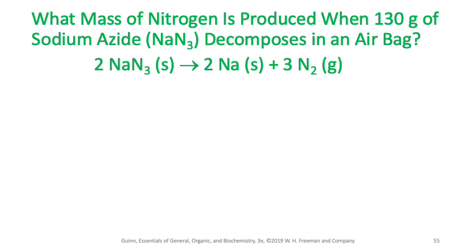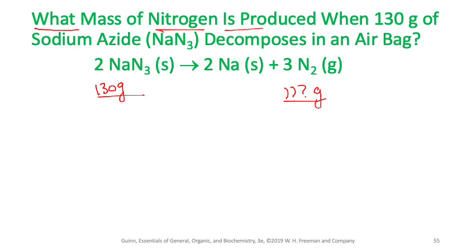Okay, so now let's solve this problem and understand mass to mass conversion using a balanced chemical equation. The problem is saying: what mass of nitrogen is produced? That means it's asking how many grams of nitrogen you can produce when 130 grams of sodium azide, the reactant given, decompose in an air bag. Whenever you decompose 130 grams of sodium azide, how many grams of nitrogen can you get? This is the question you need to solve for.